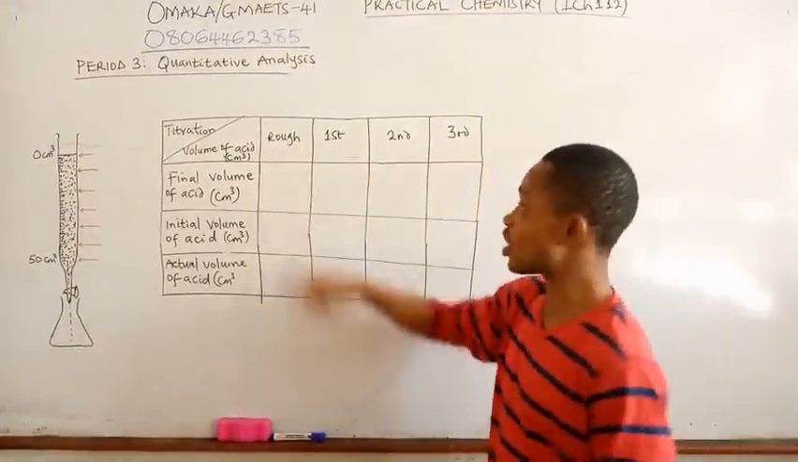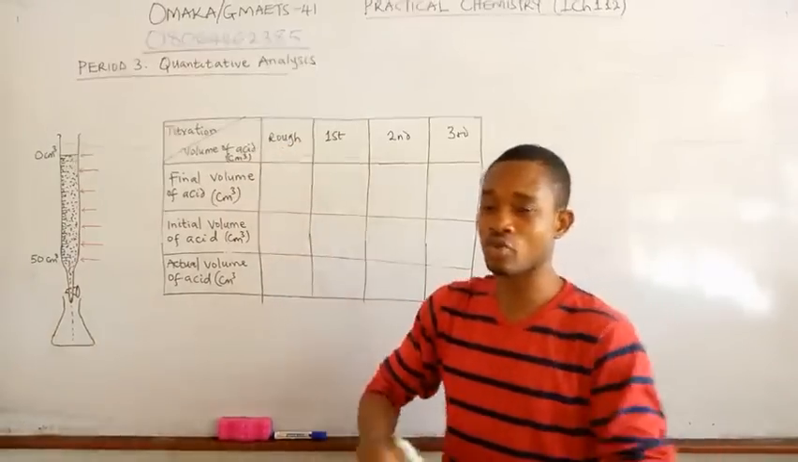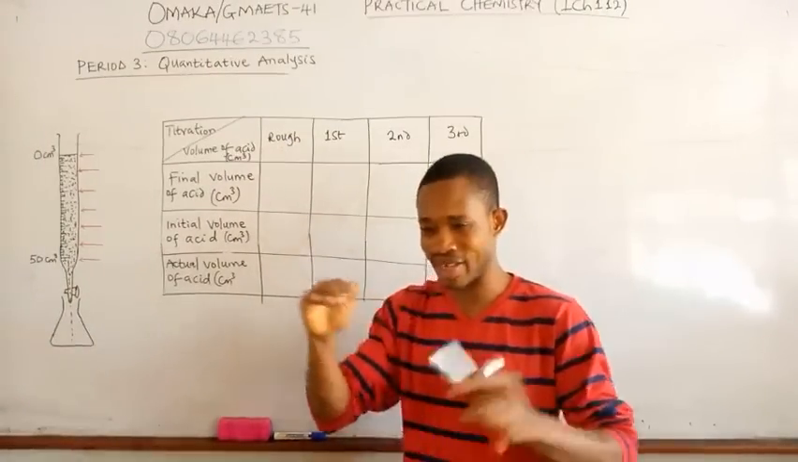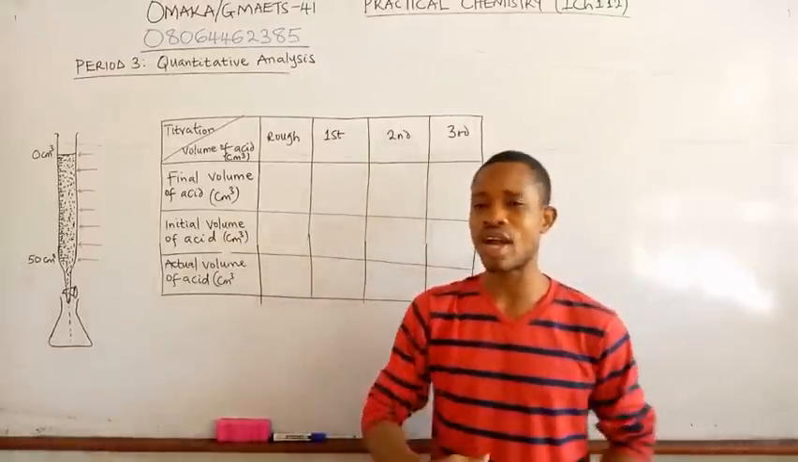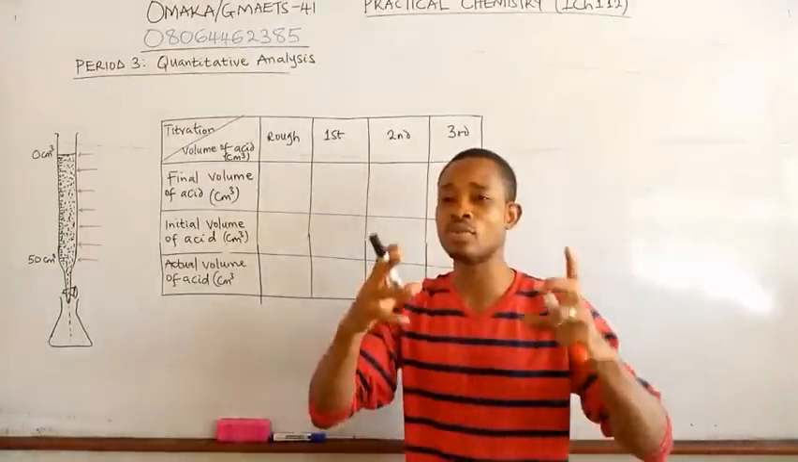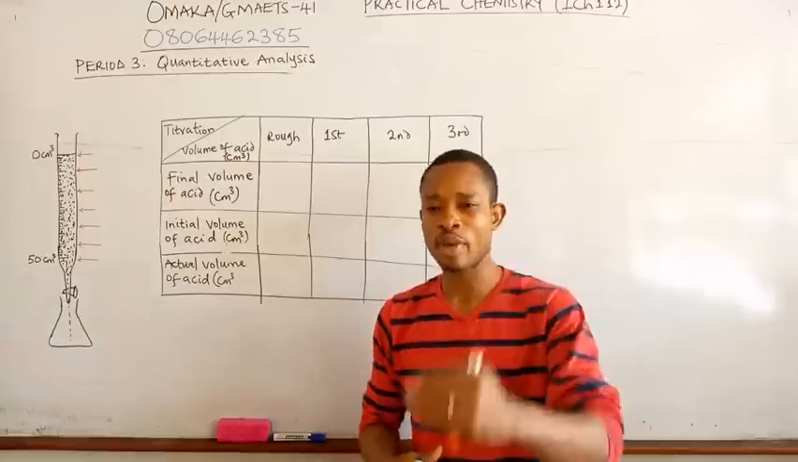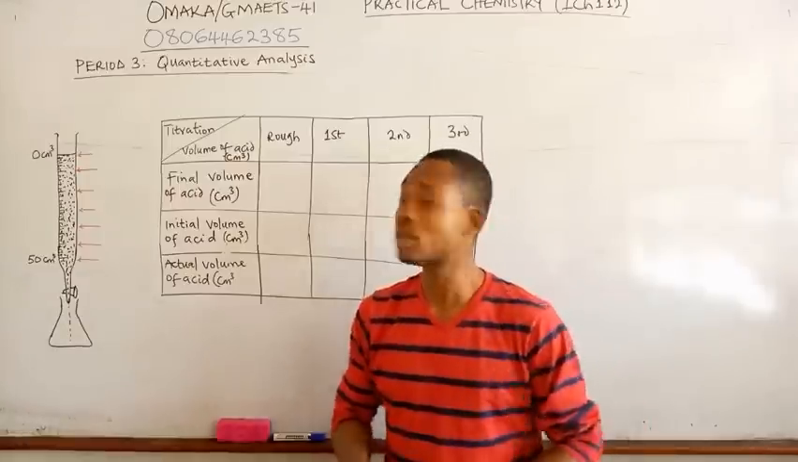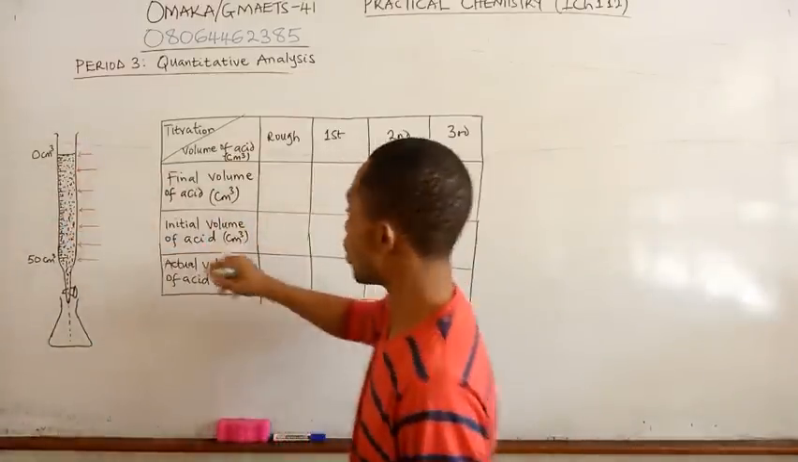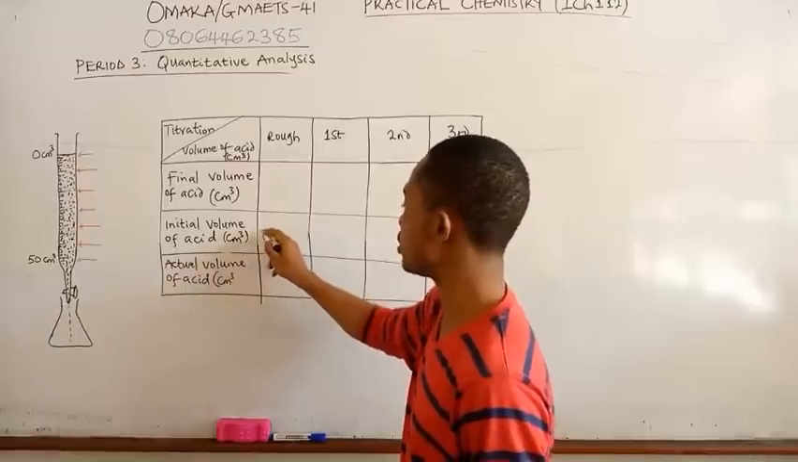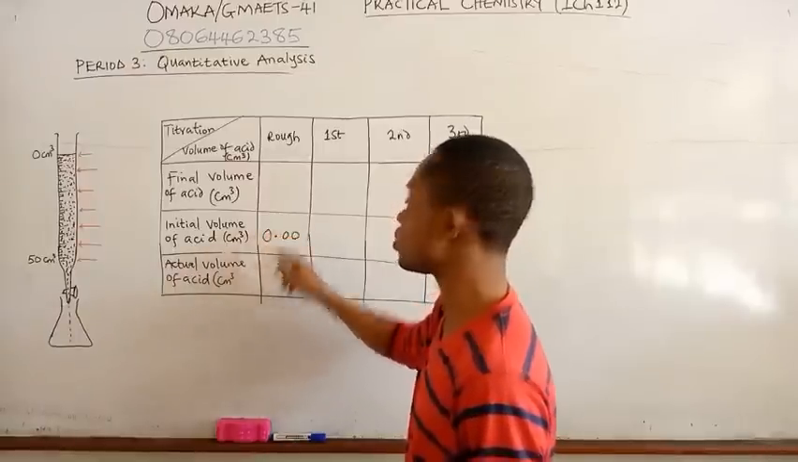The rough is to serve as a guide. In that rough, you record it so that you will know, all right, it is at this range, this value of acid used that I am expecting that there would be a color change, that I'm expecting that neutralization would have taken place. So if you fill the acid into the burette up to the 0 centimeter point, then you come to initial volume of acid and record 0.00.